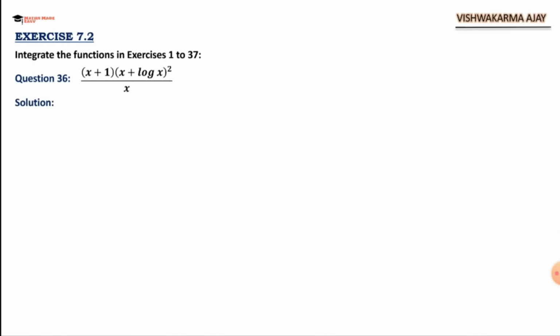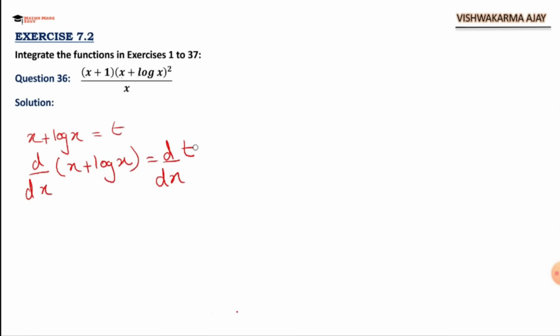Again, I'm going to do it half. Later you have to continue. x plus log x. We will be taking x plus log of x is equal to t. Let us take the derivative: d upon dx of x plus log of x is equal to d upon dx of t. The derivative of x is 1, plus 1 upon x, dx is equal to dt.